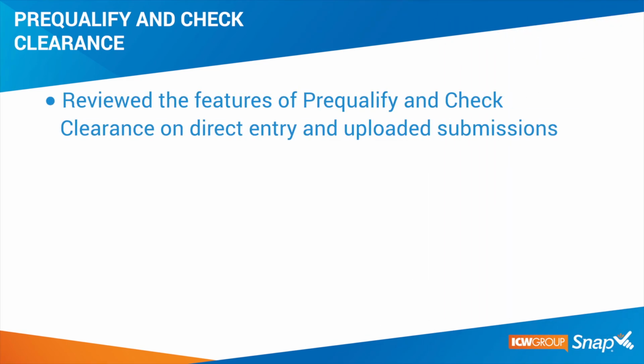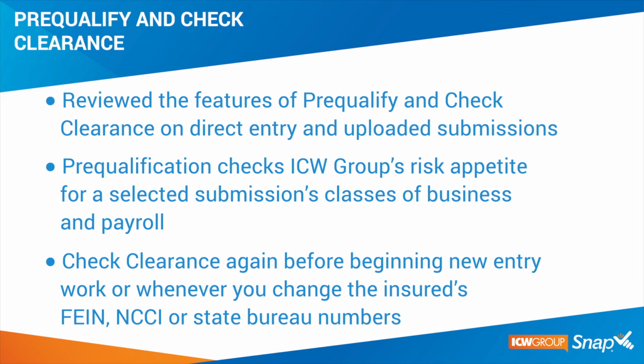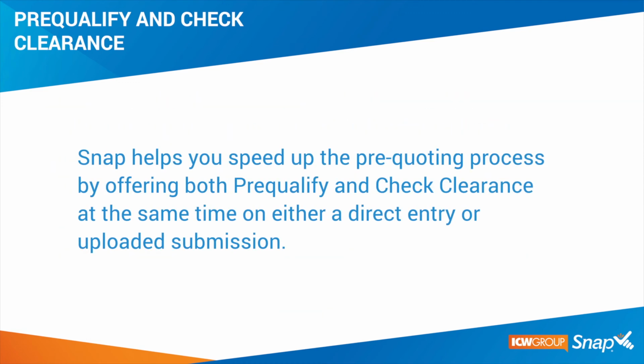In this training demonstration, we reviewed the features of pre-qualify and check clearance on direct entry and uploaded submissions that help speed the pre-quoting process to reduce unnecessary entry. Pre-qualification checks ICW Group's risk appetite for selected submissions, classes of business, and payroll. You can check clearance again before beginning new entry work, or whenever you change the insured's FEIN, NCCI, or state bureau numbers. This feature is available on all submissions, regardless of coverage states. SNAP helps you speed up the pre-quoting process by offering both pre-qualify and check clearance at the same time on either a direct entry or uploaded submission.